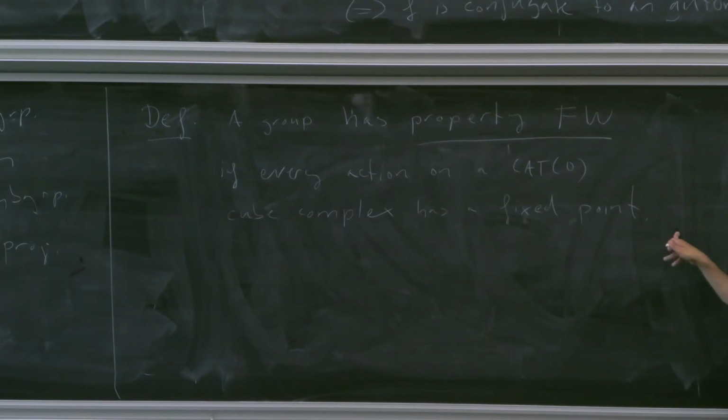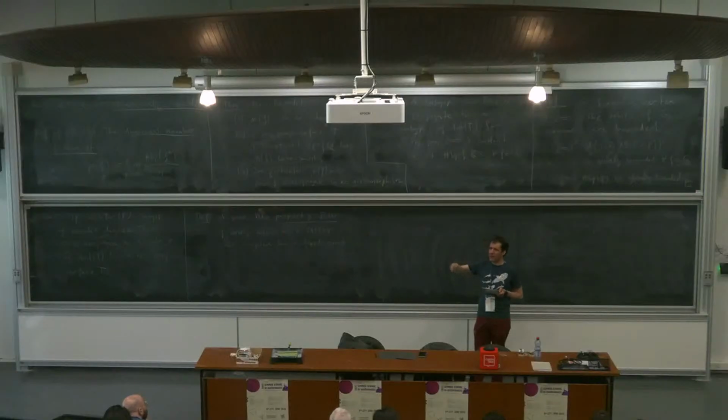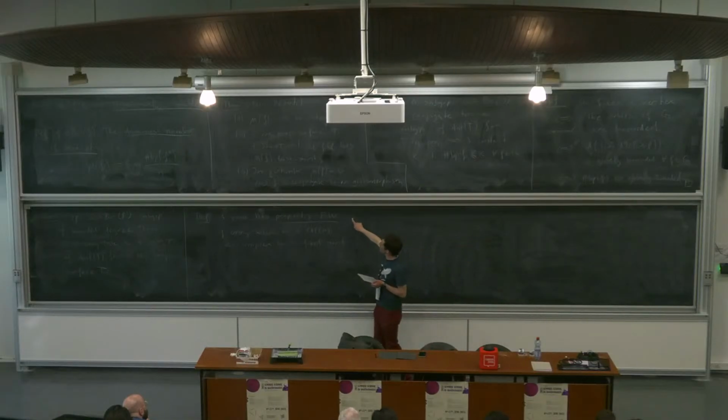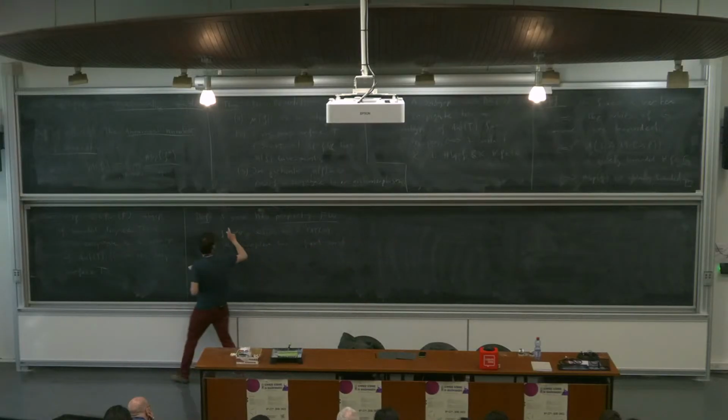Or maybe you've seen such properties before, like if you've read the book of Jean-Pierre Serre on trees and amalgamated products. You've seen the property FA, a group where every action on a tree has a fixed point. This is a stronger property because a tree is a CAT(0) cube complex, so if a group has property FW, it in particular has to have property FA.